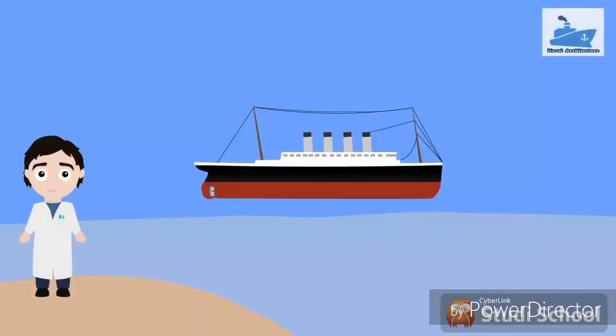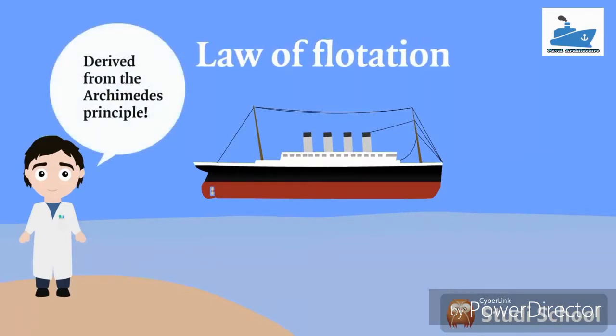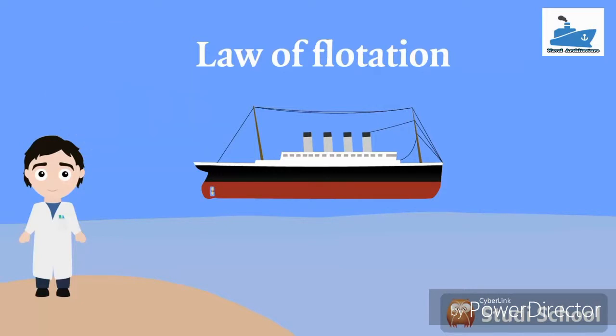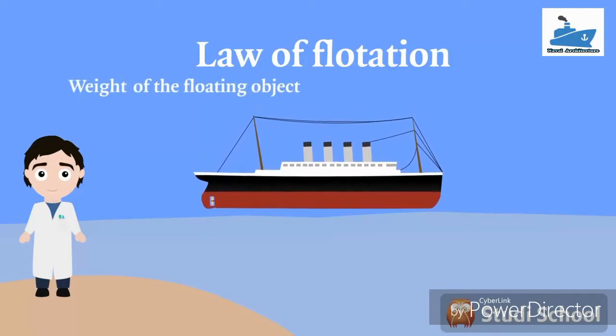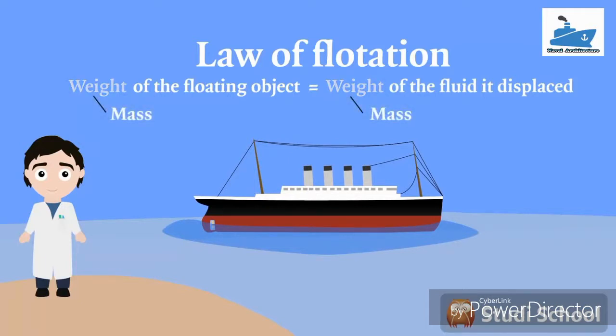In the last lesson, we learned about the Archimedes principle. Now we are going to look at the law of flotation, which is derived from that principle. The law of flotation states that a floating body displaces its own weight of the fluid in which it floats. This means that the weight of the floating object will be equal to the weight of the fluid it displaced. The same goes for the mass.